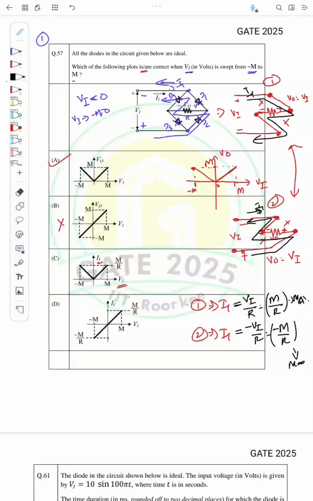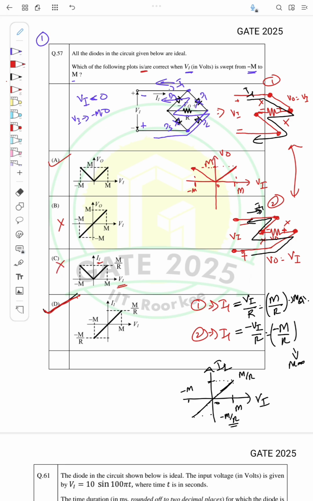So if I draw Vi versus I1, as Vi increases, the current also increases. When Vi reaches M, the current I1 will be equal to M by R, and when Vi decreases, when Vi reaches minus M, the current is also minus M by R. So the answer is actually D. So we can have either option A or D. The answer is both A and D are correct, while B and C are wrong.